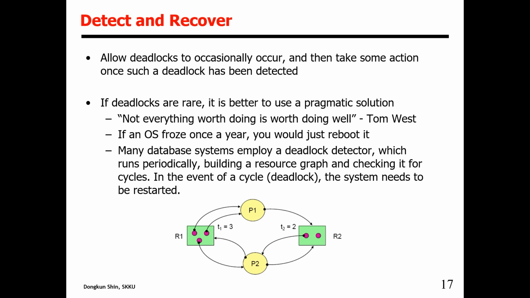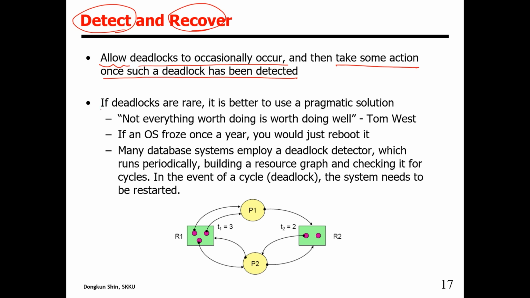So another method for solving the deadlock problem is to detect the deadlock, and if there is a deadlock, recover the system from the deadlock situation. In this technique, we allow deadlock to occasionally occur. Then if a deadlock is generated, we take some action when such a deadlock has been detected.